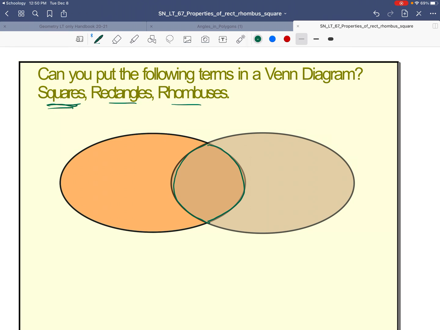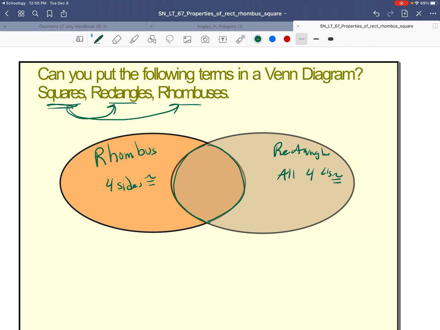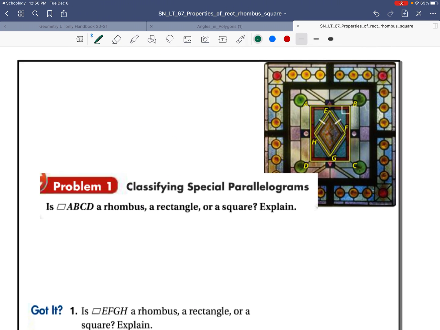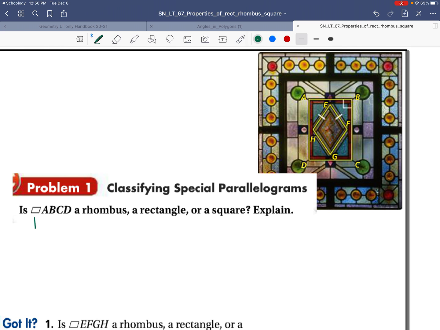Okay, what we see is that a square has properties of both a rectangle and a rhombus. So if this is a rhombus, where all 4 sides are congruent, and this is a rectangle, all 4 angles congruent, a square meets both of those conditions. It's got 4 sides congruent and 4 angles congruent. That is a symbol for parallelogram. So it's telling us it's got all the properties of a parallelogram.